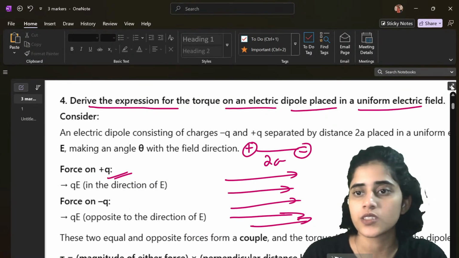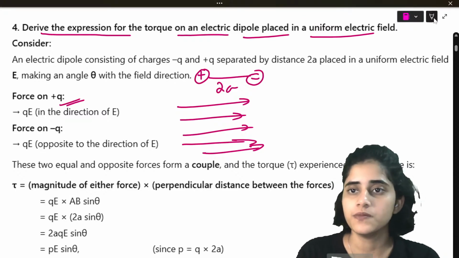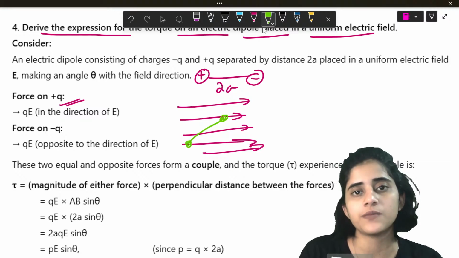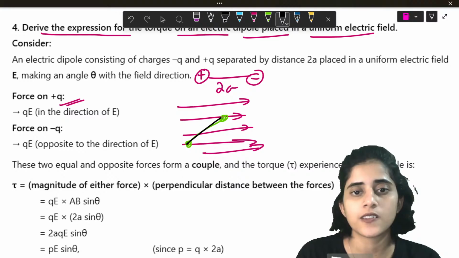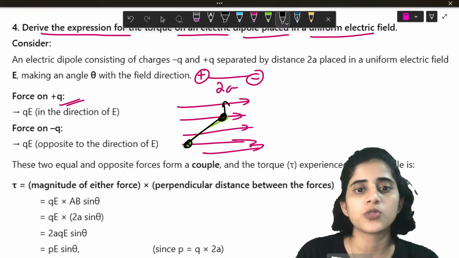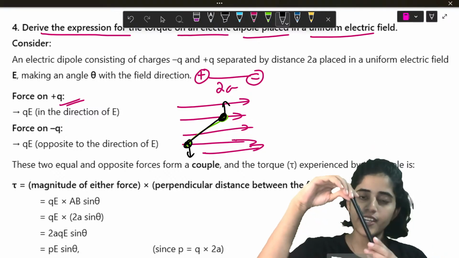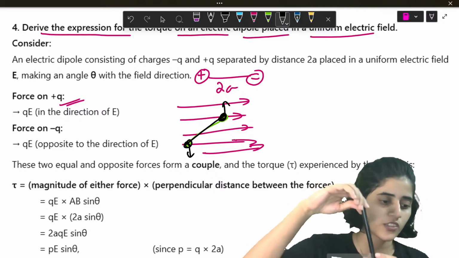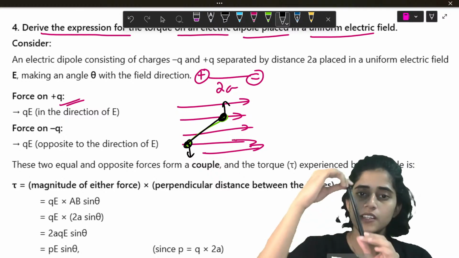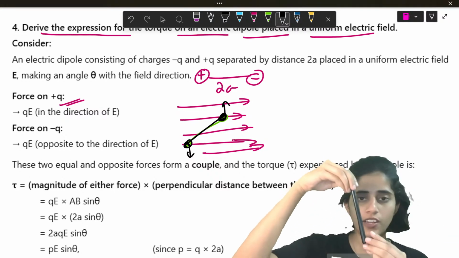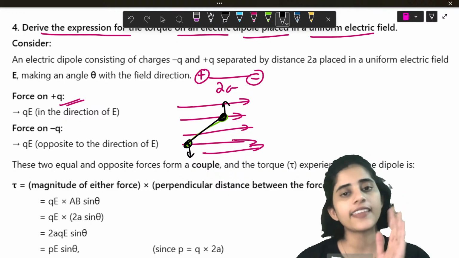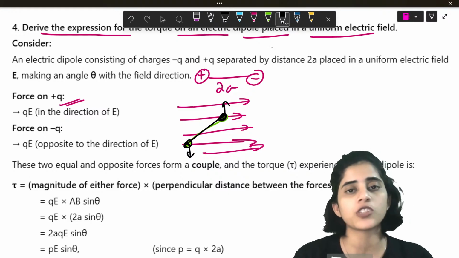So you have your dipole like this. Say there's a force in 2 different directions. So if this is your dipole, there is a force that's going to act on it until this dipole becomes horizontal. If there's a dipole like this in an electric field, it has to become horizontal, parallel to the electric field. Till then there will be a force, and that is what you have to find out.